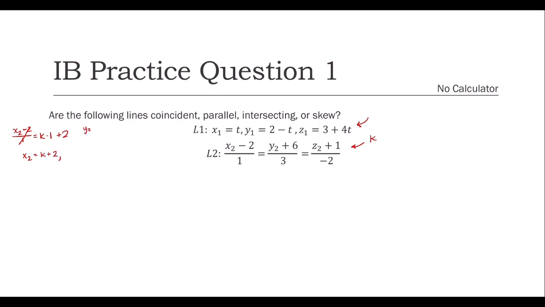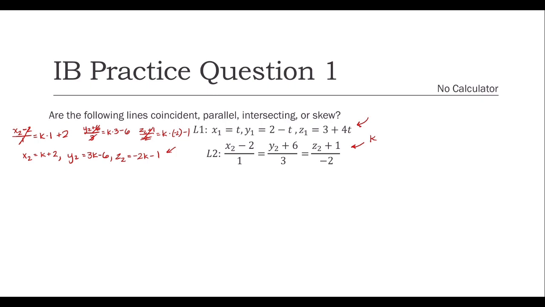Now we have y2 plus 6 over 3 equals k. We'll multiply by 3 and subtract 6. So we have y2 equals 3k minus 6. Finally, we have z2 plus 1 over negative 2 equals k. We'll multiply by negative 2 and then subtract 1. So z2 equals negative 2k minus 1. So now we have our line 1 and line 2 in parametric form.